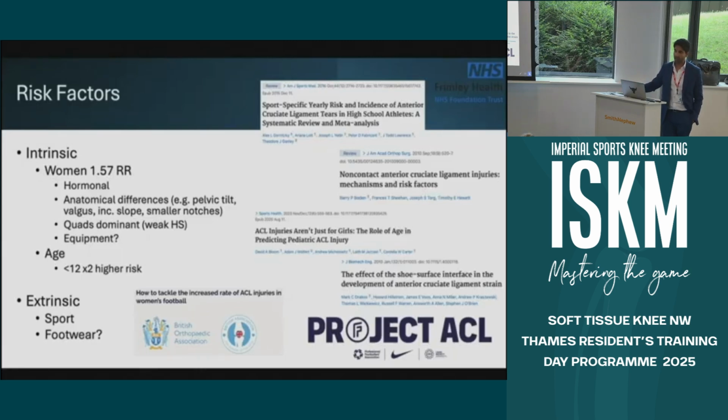They get the worst equipment, they get training later. If you're an 8-year-old in the academy of Liverpool, you are given the best stuff, the best physio, the best gyms, whereas women don't get that until like 12, 13 years old. So some of it's to do with that potentially. You've then got extrinsic things as well, different sport or footwear. And all of this has driven the fact that people are taking more of an interest in this now, and also big projects are starting, called Project ACL, which is going to be a big study into funding how we're going to try and prevent this from happening and try to look after people in sport.